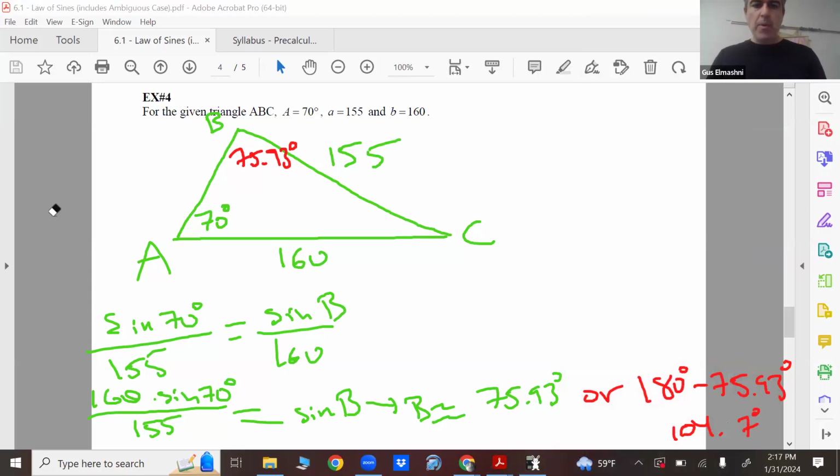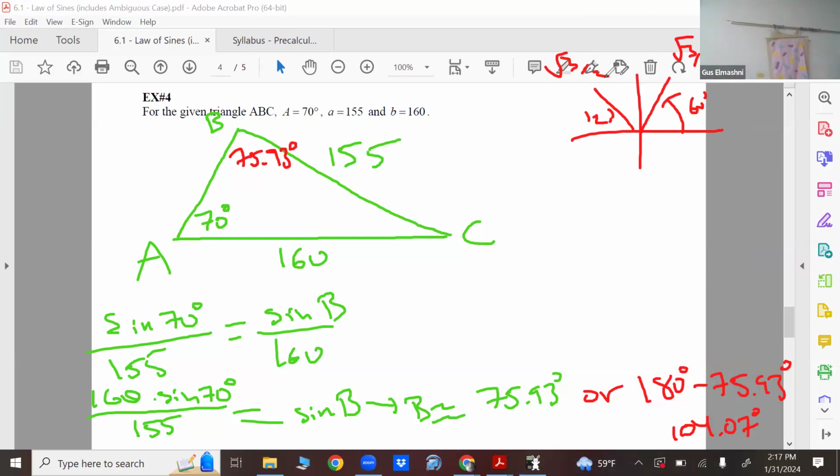Well, remember what I said, sine is positive in both Q1 and Q2, right? For example, 60 degrees. What's the sine of 60 degrees? Root 3 over 2, right? How about 120? Still root 3 over 2. And notice that 120 is a supplement of 60. So there are two possibilities here. 75.93 totally works, but if I plug in 104.07, it would also work. Why? Because it's the supplement. If you think about reference angles or equivalent angles in the second quadrant, it's still a valid answer.